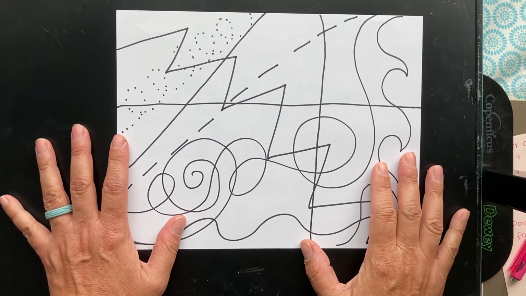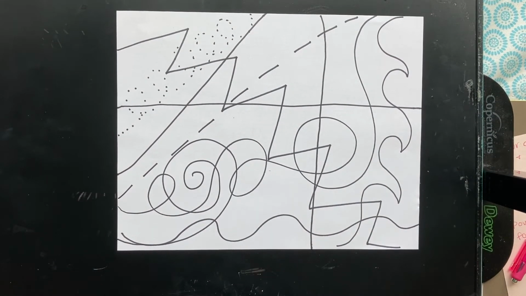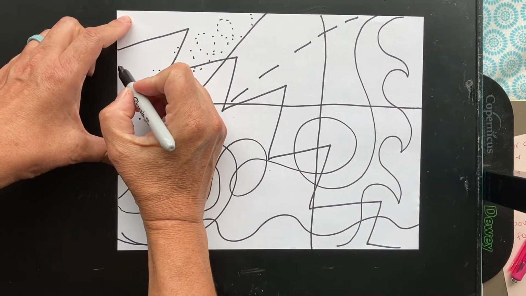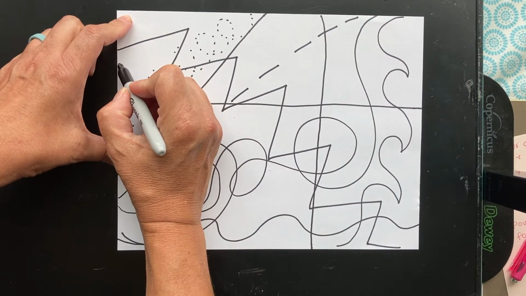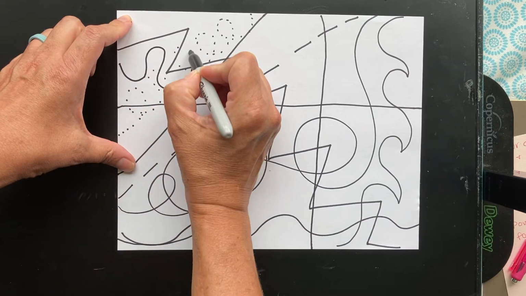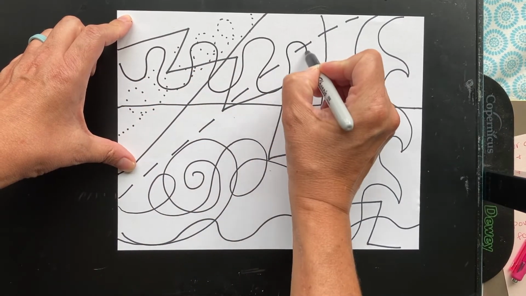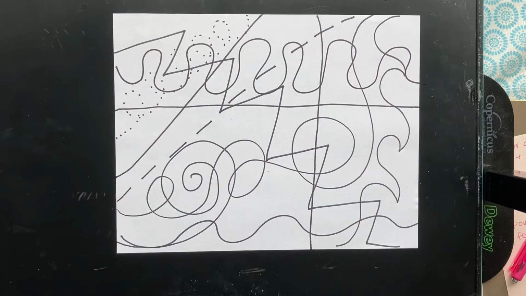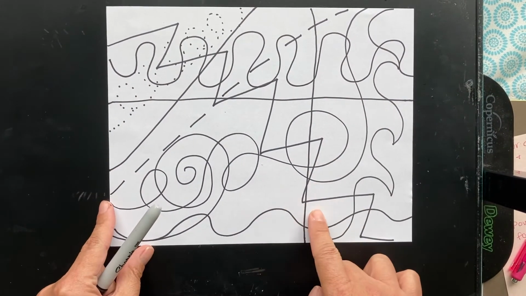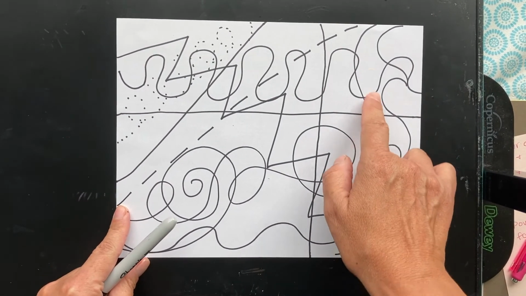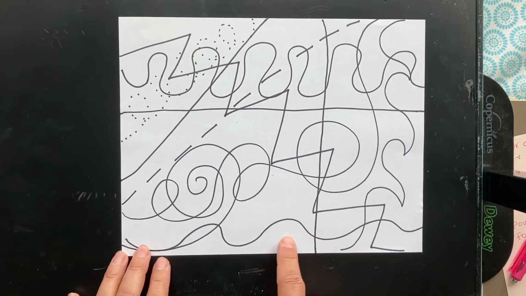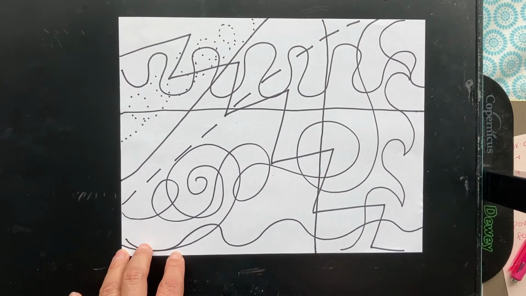All right, I filled my paper with lines. I think I might do one more line, and let's see, I think I'll just do kind of a wavy line. Now you can see that these lines have created different spaces and weird looking shapes on our paper. So what you are going to do now is color in those shapes. You're going to add color to your work.